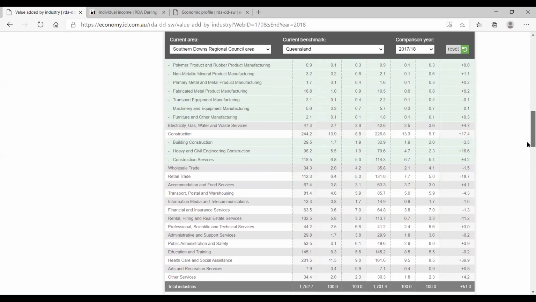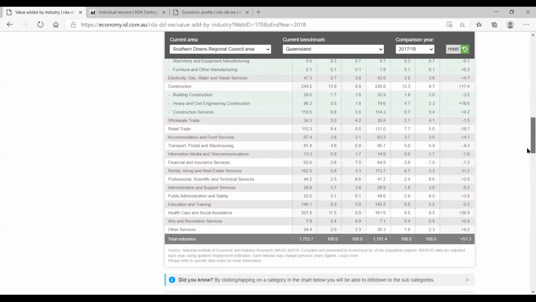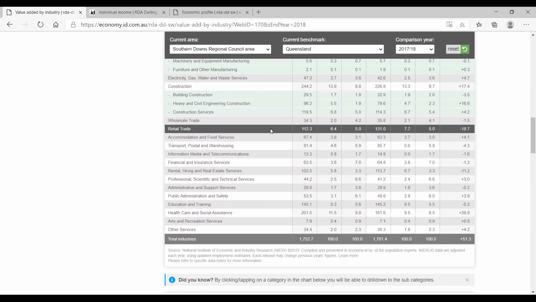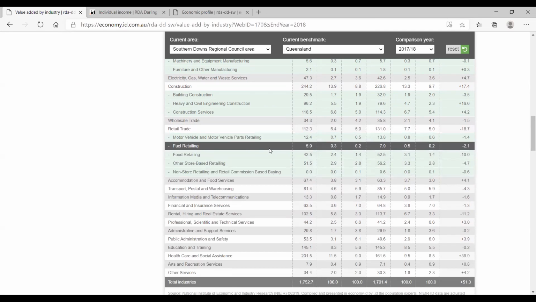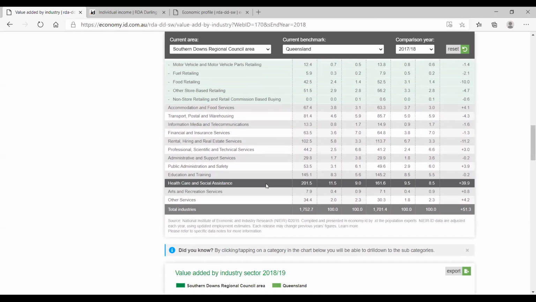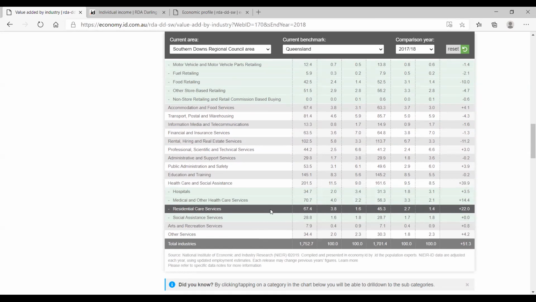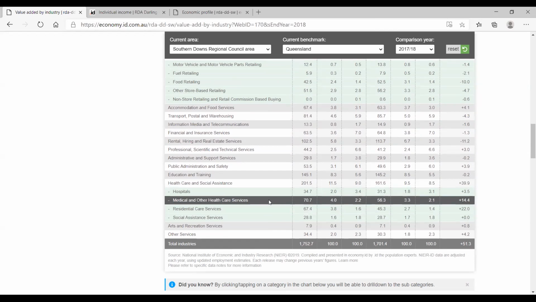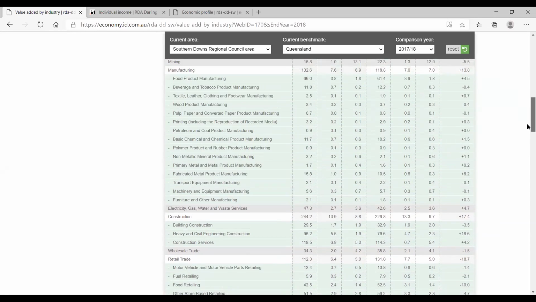So heavy and civil, did we have a road or something being graded or a road development or a bridge, something like that during that period? Yeah, yeah. Retail trade was down during that period, particularly food retailing. Don't know why that's doing that, but yeah, that's right. Residential care services was up during that period, which is a good sign given our change in our population. Medical and other health services and hospitals. So we can see healthcare has really been driving a lot of our growth.